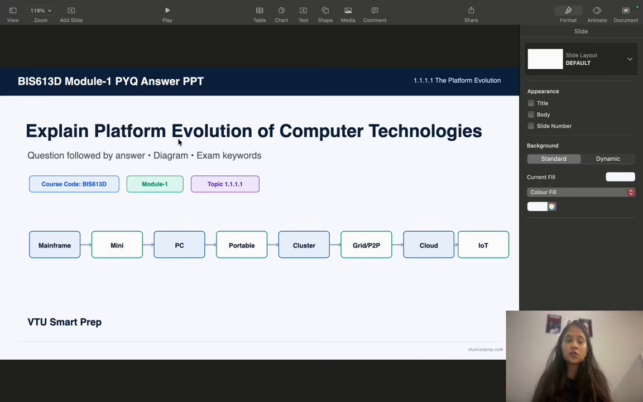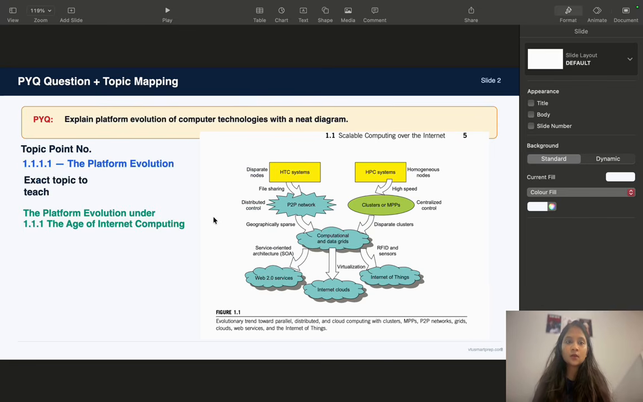So the first question is from Module 1: Explain platform evolution of the computer technologies with neat diagram. These questions come from the textbook. Here I have mentioned the textbook topic point number 1.1.1, and platform evolution is the topic name.